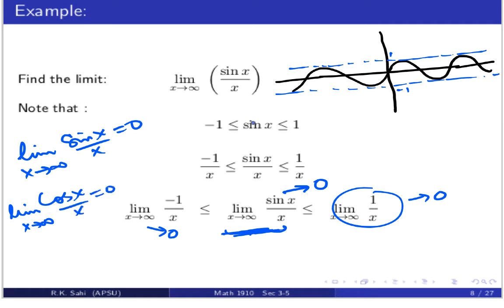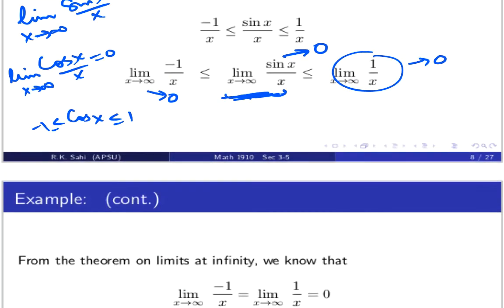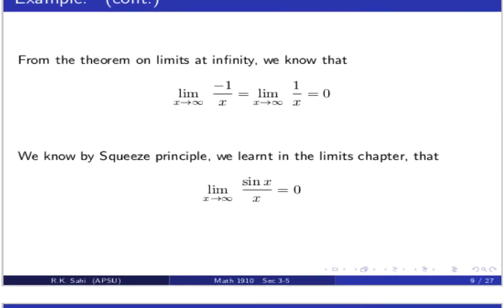The reason is that the cosine function, guys, remember, is also bounded. And the same theory which we have just used here can be applied. So sin x over x is 0, and cosine x over x is 0 as x tends to infinity. So that's why we're saying limits at infinity. Okay, so this is what the theory here is.